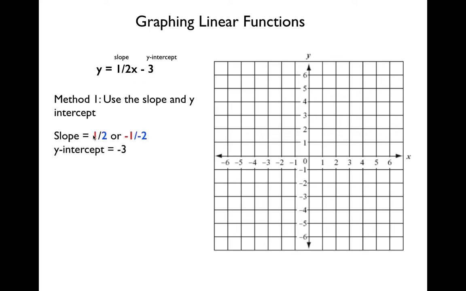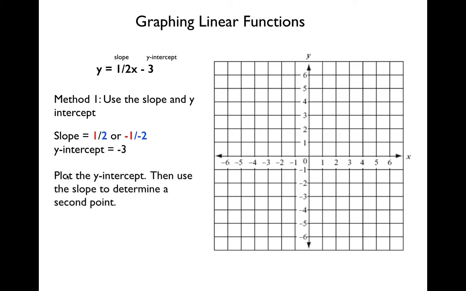Now, since the slope is 1/2, we know that we can reinterpret this positive 1 over positive 2 as a negative 1 over negative 2. We're going to use this when we try and find our points. And of course, the y-intercept is negative 3. So, we first plot the y-intercept, then use the slope to determine a second point. So let's follow those instructions.